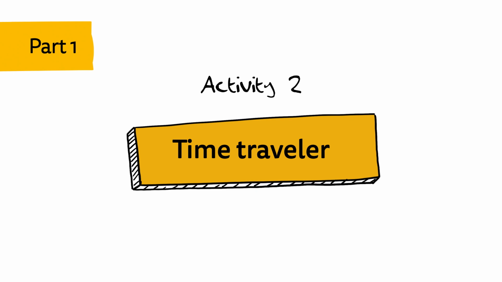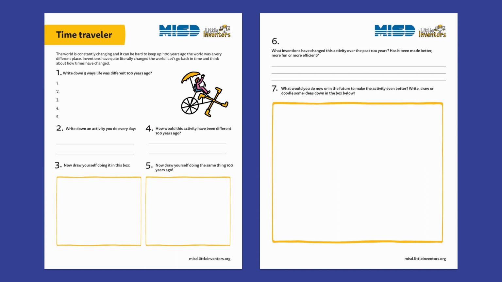Activity 2. Time Traveller. The world is constantly changing and it can be hard to keep up. The Time Traveller activity challenges your students to take themselves back in time and think about how times have changed, starting them off by thinking about how life was different 100 years ago.